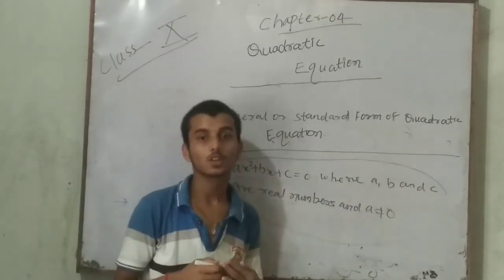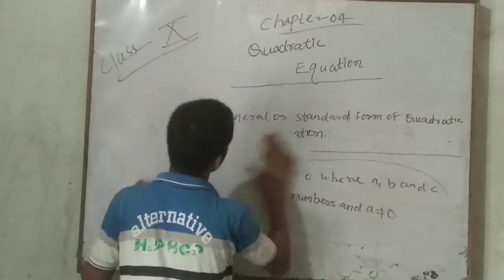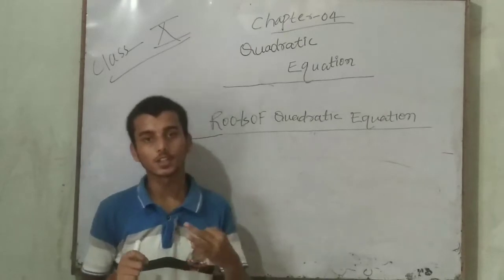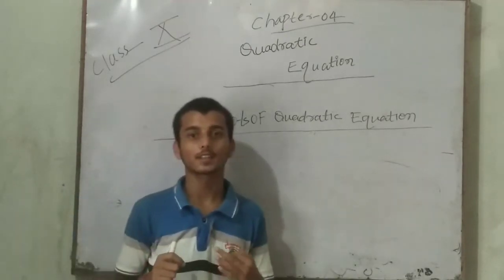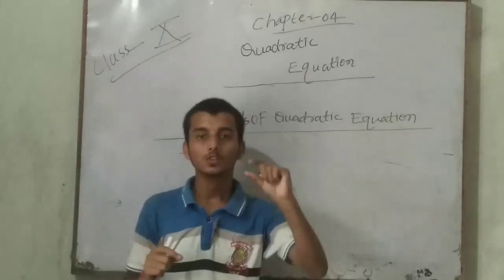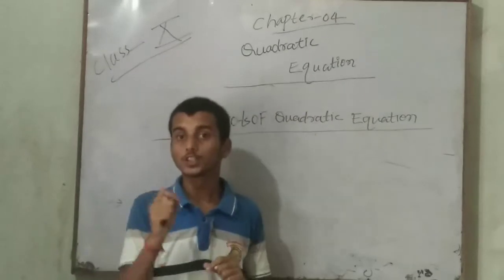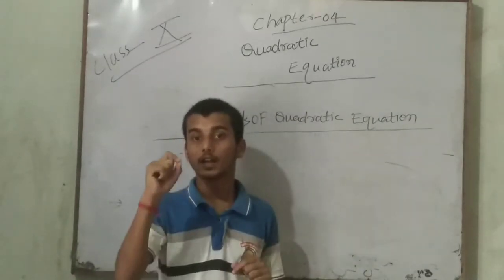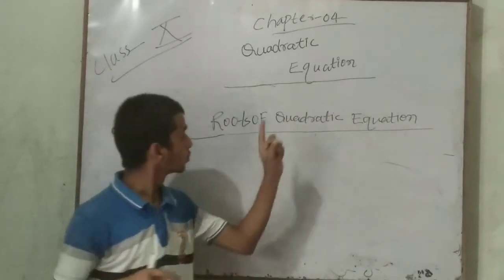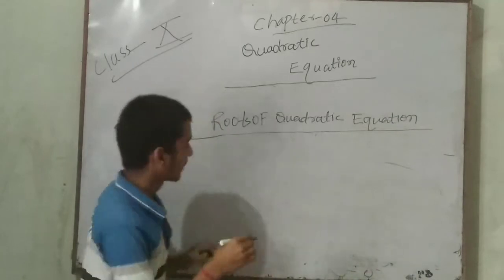Third one is the root of a quadratic equation. We have already studied the chapter Polynomials, and in polynomials we have studied one topic, zero of a polynomial. Zero of a polynomial means any value of x which, when put in the polynomial, gives its value 0, is called a zero of the polynomial. The root of a quadratic equation is the same as the zero of a polynomial.